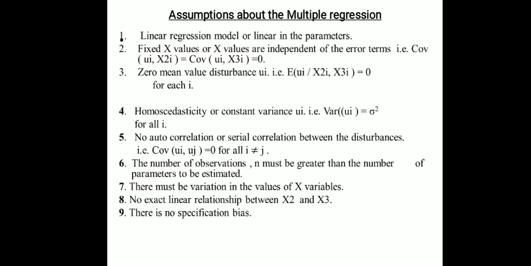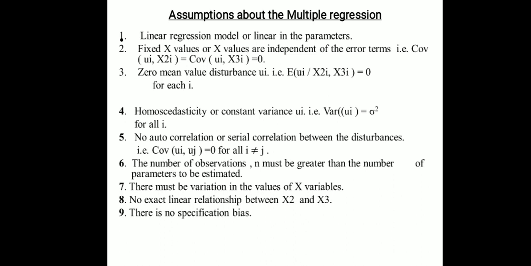If we are considering only two factors, and there exist more than two factors, then we include them in the disturbance term or the error term. This error term is independent of the x variables, meaning the covariance between these two terms is 0. Next is zero mean value of the disturbance ui for each i. Next is homoscedasticity or constant variance, that is, the variance of ui. The variance of the disturbance term is constant, sigma squared for all i.